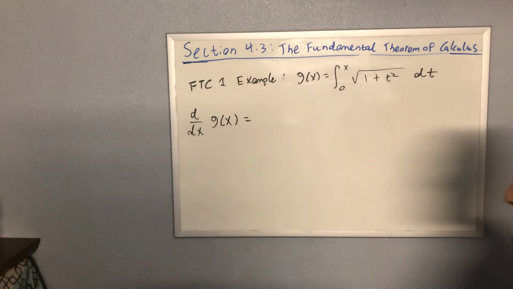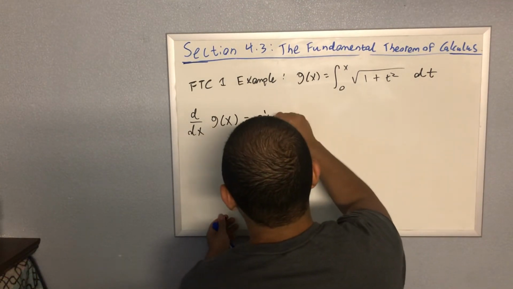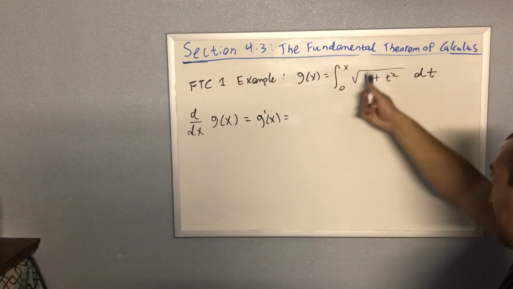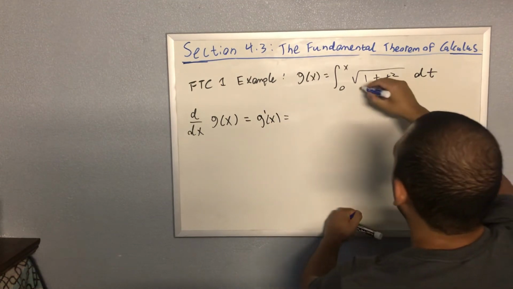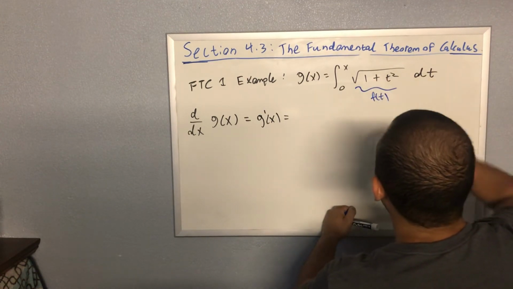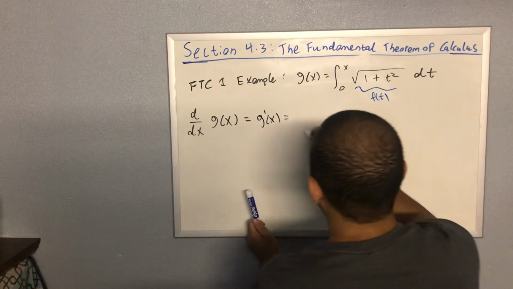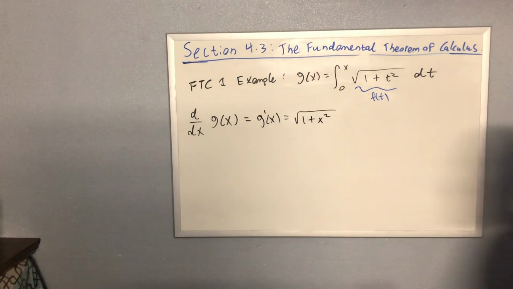According to the fundamental theorem of calculus, this is the same as g prime of x. That's what we saw in the statement. That's just this function, replaced with x's instead of t's. This is f of t, but we wrote it as f of x. So you literally just replace the t's with an x. That's it. So easy as that.